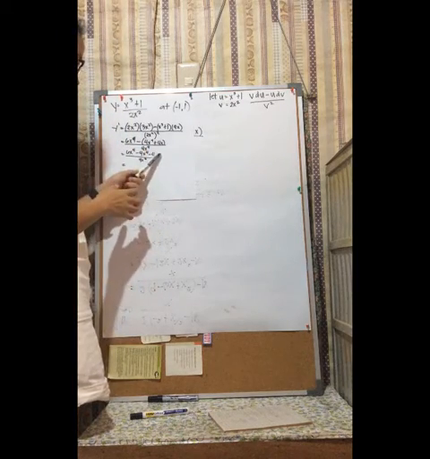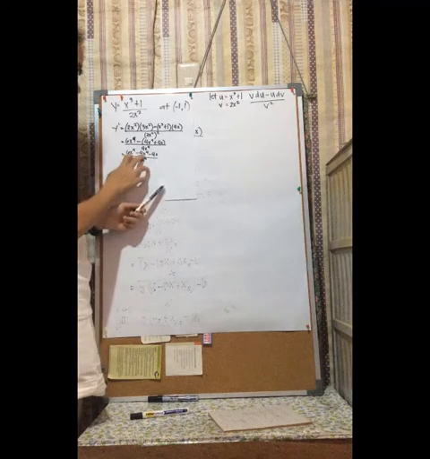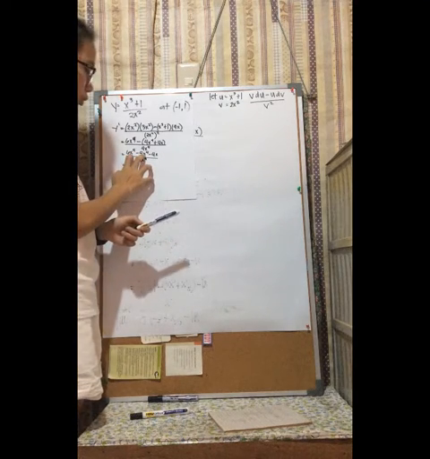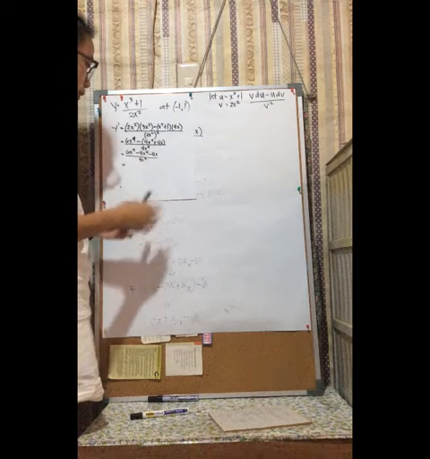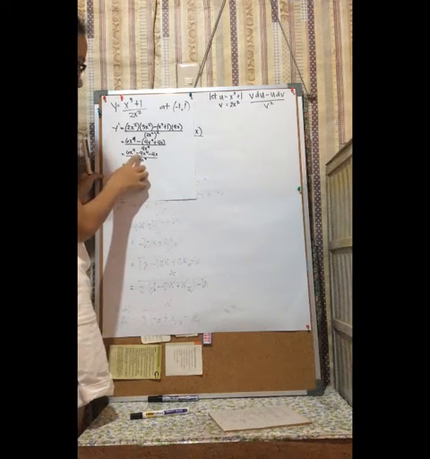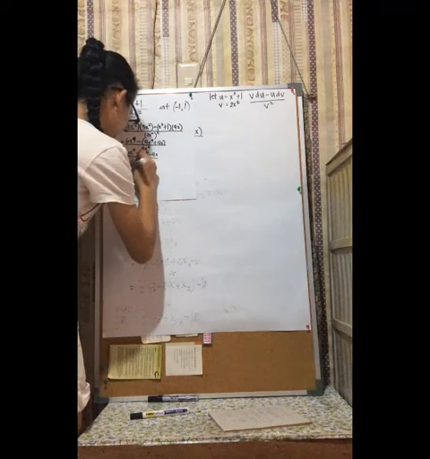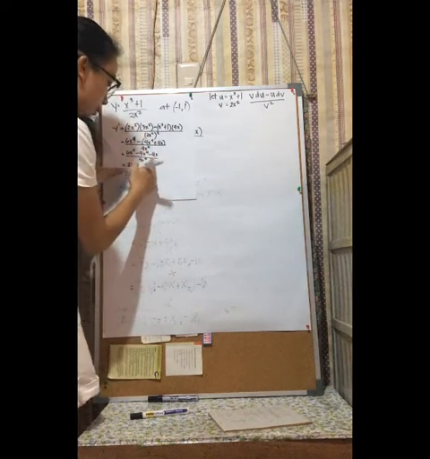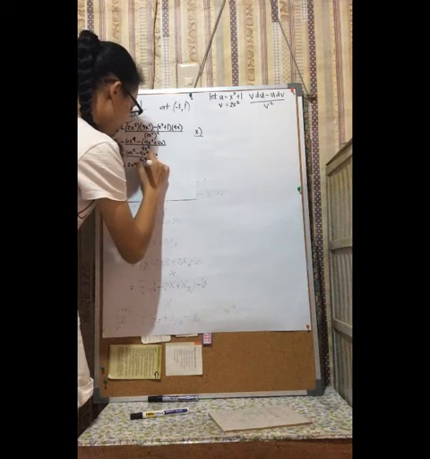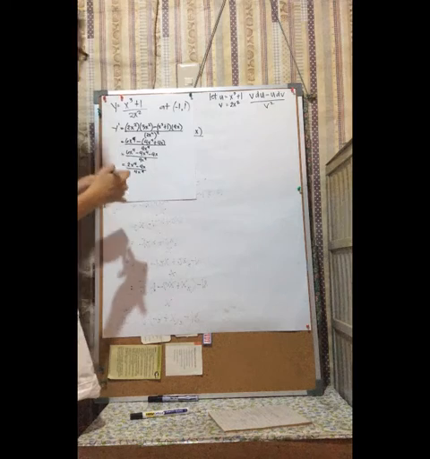Simplify this equation by combining like terms. We have 6x to the 4th minus 4x to the 4th, which is 2x to the 4th. Simply copy the minus 4x over 4x to the 4th.